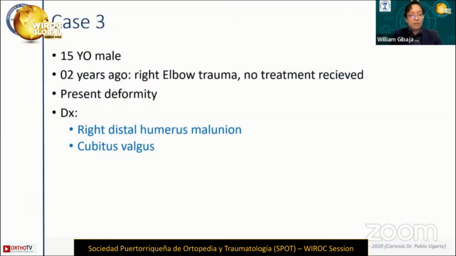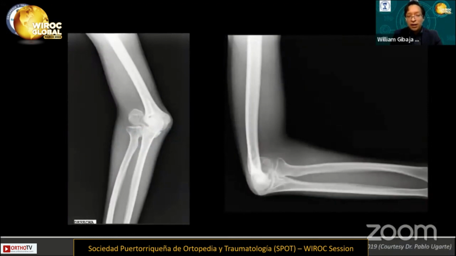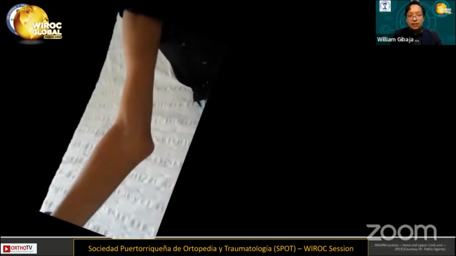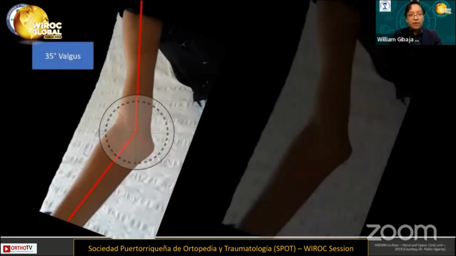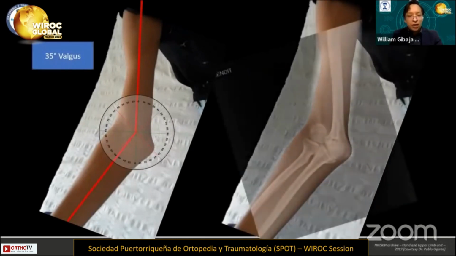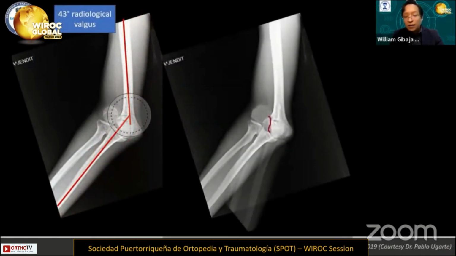This is another 15-year-old patient, also with a cubitus valgus in this case, but here we find some abnormal malunion in the lateral column. The CT scan reproduction shows us this. The clinical deformity is close to 35 degrees of valgus, but if we look at the X-ray, the valgus is a bit more, close to 43 degrees, and we want to correct that.